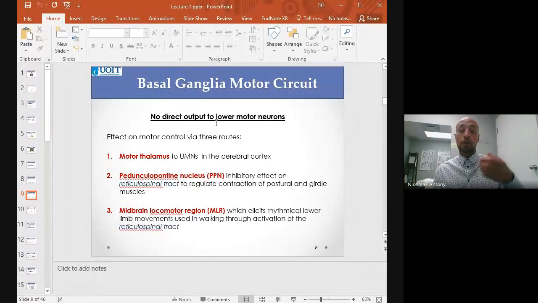Upper motor neuron tracts are the first relay, then out to the lower motor neuron, which ultimately goes to the muscle. 3 things that the basal ganglia will affect in relation to the motor circuit is the motor thalamus, so for voluntary control, motor planning areas, the pedunculopontine nucleus, which is associated with the reticulospinal tract for core and posture muscles, so voluntary control, core posture muscles, and then the midbrain locomotor region, like locomotion means walking or movement. This is also related to the reticulospinal tract, but it's for activating the stepping pattern generator for walking.